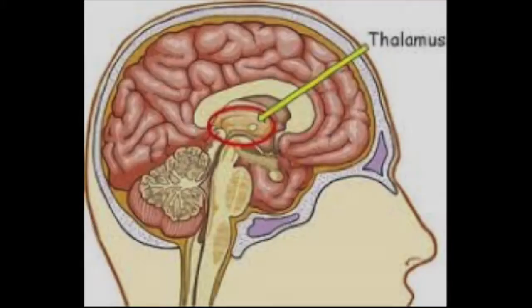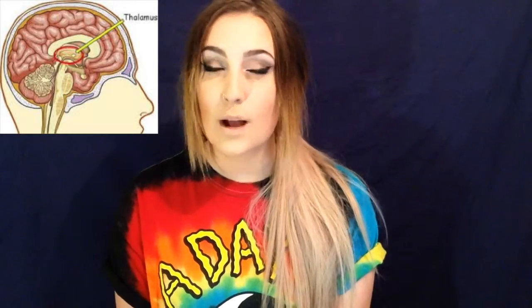And lastly, the thalamus. This is located at the very top of the brainstem. This works as a 2-way relay station. The thalamus works with sorting and processing the signals from the spinal cord up to the cerebrum, and the signals from the cerebrum down to the spinal cord all the way down to the nervous system.